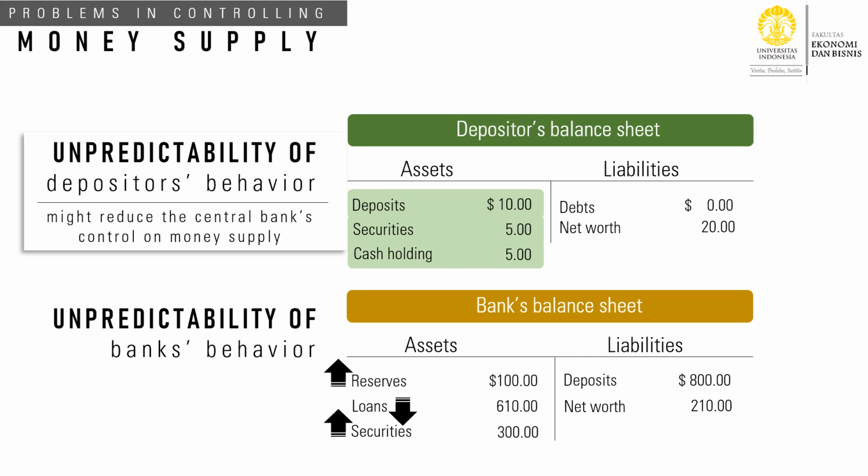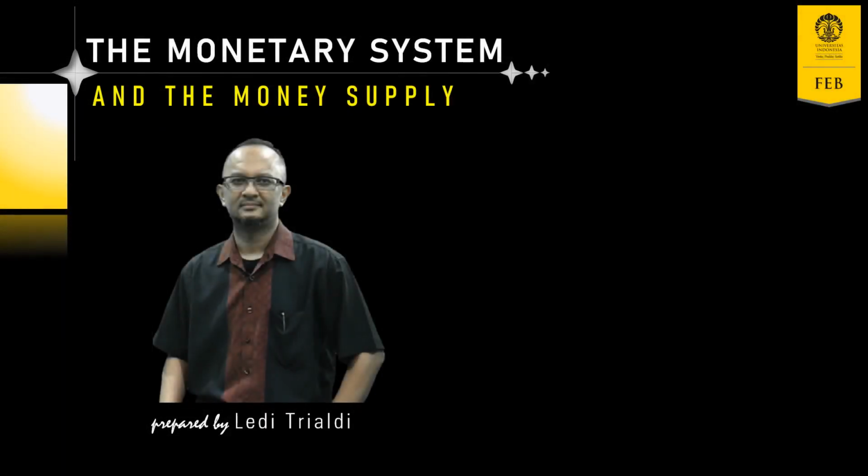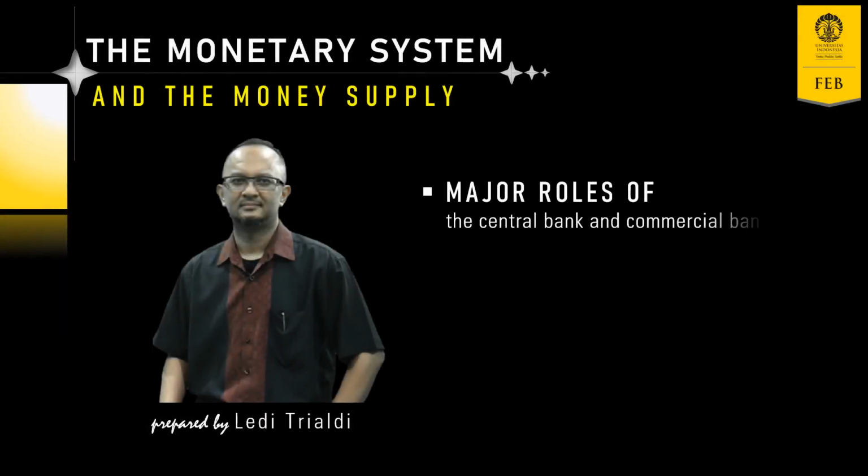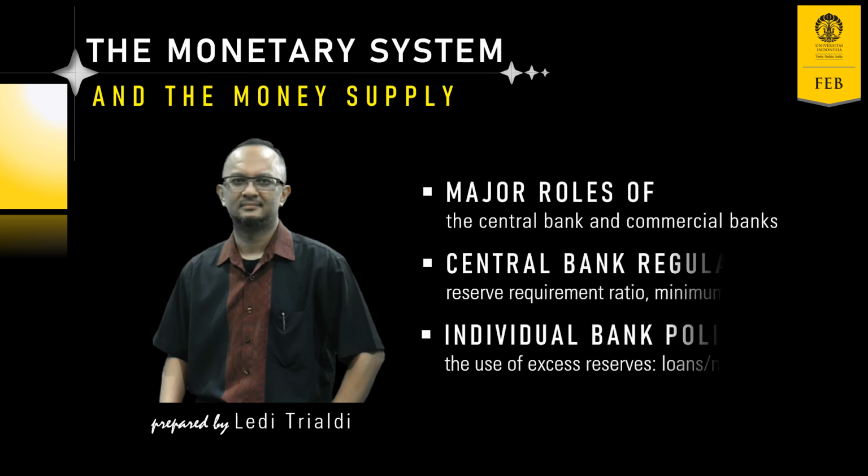Okay, that's all about the monetary system at the moment. Central banks and commercial banks obviously play key roles in the money creation process. The capacity and the willingness of commercial banks to provide loans are critical to the process, and those in the end depend on the central bank regulation and each bank's policy.